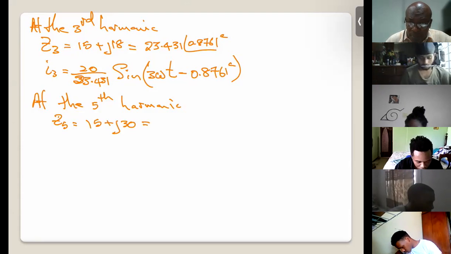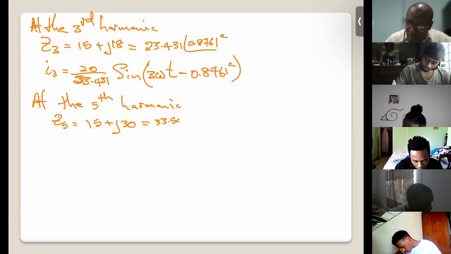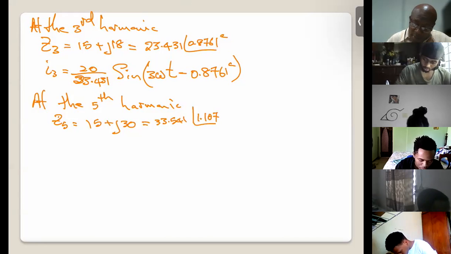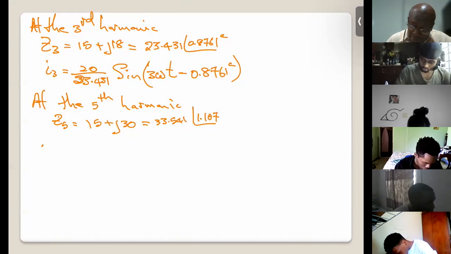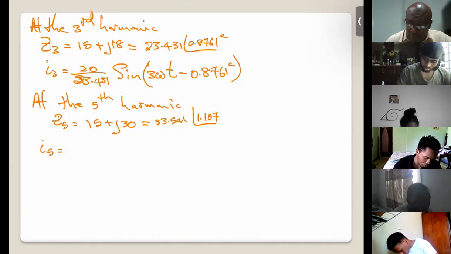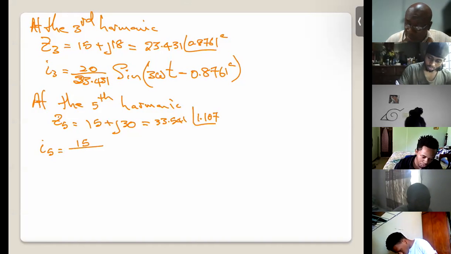which would be in polar form 33.541 at an angle of 1.107. Okay, so I5 would be equal to 15 over 33.541.